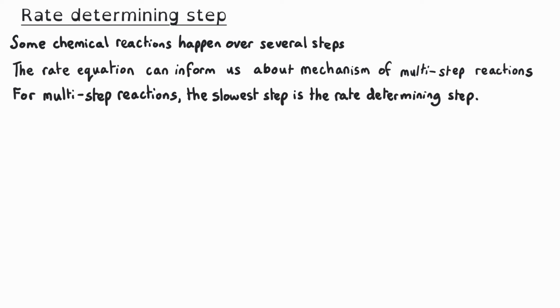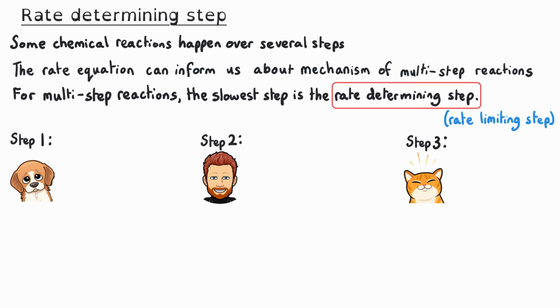And for multi-step reactions, the slowest step is called the rate-determining step. As a metaphor, imagine 3 people were writing cards, and each has their own dedicated job. In step 1, this person has to make sure the card is angled in portrait position, and then they pass it on to person 2.